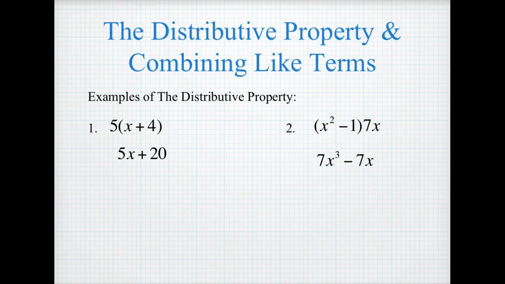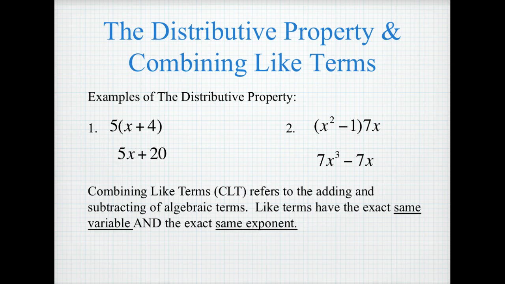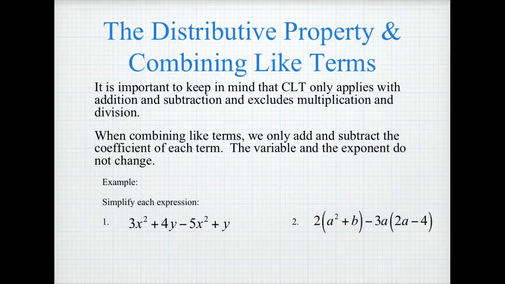The second step in simplifying expressions is to combine like terms. Like terms have the exact same variable with the exact same exponent. Combining like terms only applies to addition and subtraction and excludes multiplication and division. We can multiply and divide anything, but we can only add and subtract terms that are like. When combining like terms, all we do is add and subtract the coefficients of the like terms. The variable and exponent will remain the same.